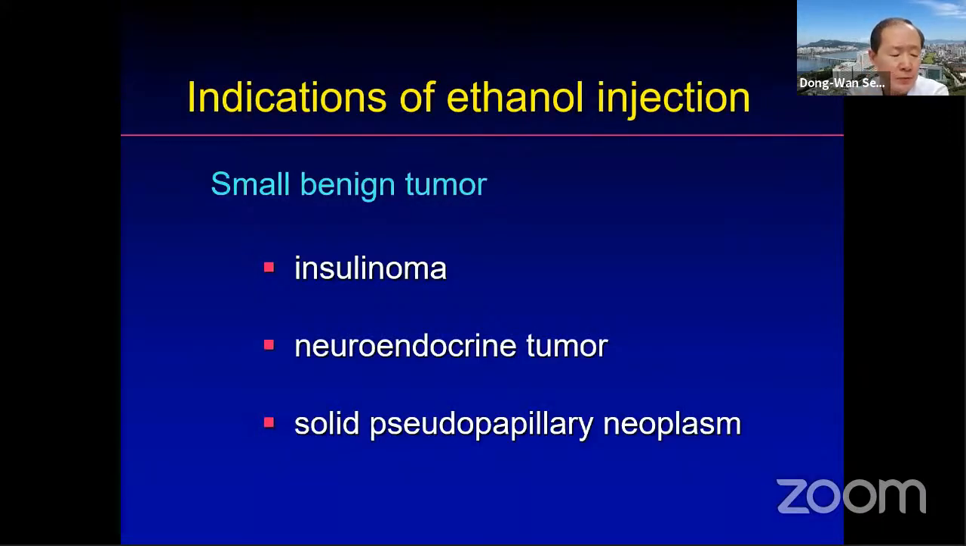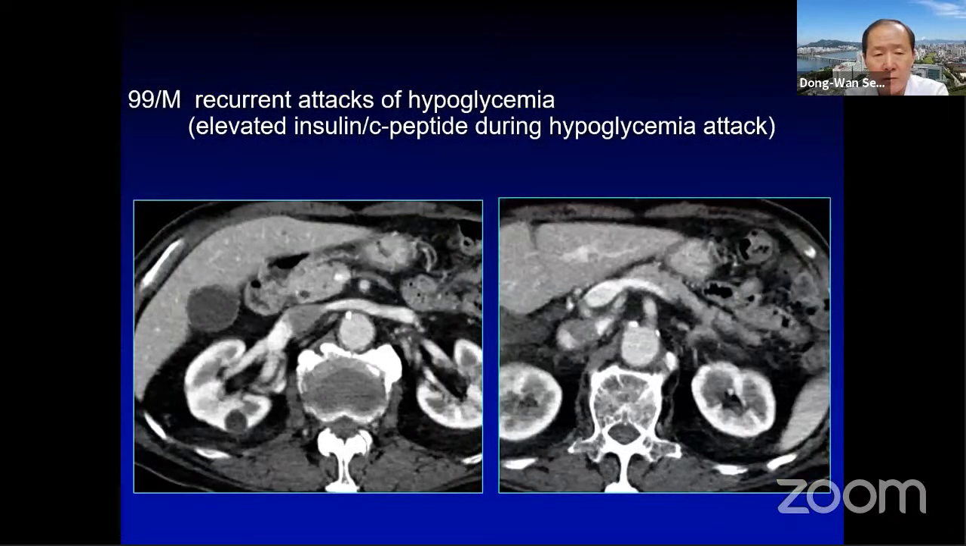EUS-guided ethanol injection is generally indicated for small, benign tumors such as insulinoma, neuroendocrine tumor, and solid pseudopapillary neoplasm. This is a 99-year-old gentleman admitted because of recurrent attacks of hypoglycemia. At the time of hypoglycemic attack, the patient's insulin and C-peptide were markedly elevated, suggesting the presence of insulinoma. But the CT scan did not show any identifiable mass.